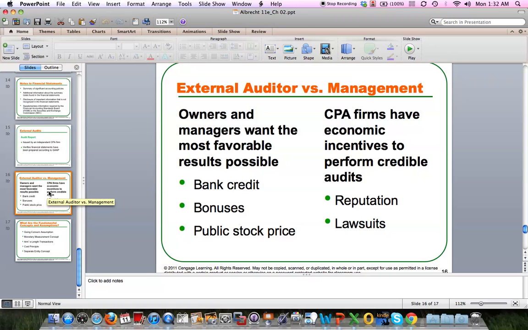External auditors versus management. Owners and management want the best results possible when it comes to financial statements. Owners want to see favorable numbers because then that increases the odds of getting bonuses for employees, makes the stock price go up, and then allows us a better opportunity to obtain loans from a bank. CPA firms, however, need to make sure that they're upholding their reputation, they're not getting sued, and so CPA firms' job is to make sure the numbers are accurate and can be relied on.